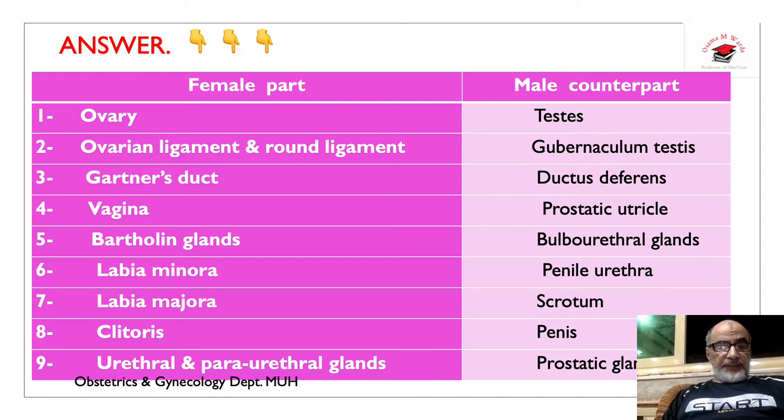Urethral and paraurethral gland is a prostatic gland in male. And so this is an important table to show you the female part and its counter male part.